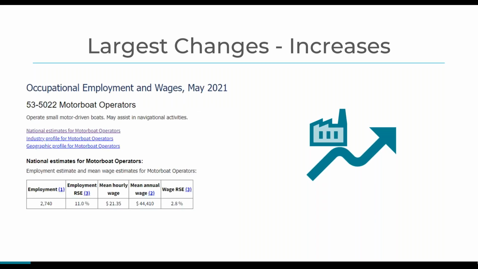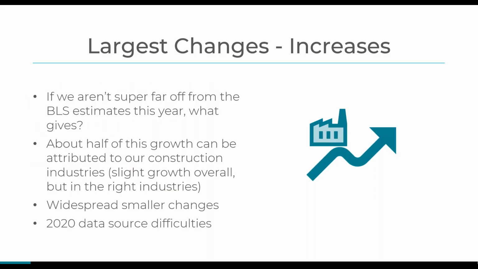So when we went to the Bureau of Labor Statistics website to look up what their estimates for total motorboat operators within the United States were at that time, we found that they were estimating 2,740 jobs for that occupation. And that's not too bad. If you recall, we estimated just about 2,500 for that same occupation for the year 2021. So if we're matching or pretty close to BLS estimates for that year, well, what gives? Well, investigation yielded that about half of the growth in this count stems from changes in our construction industries.